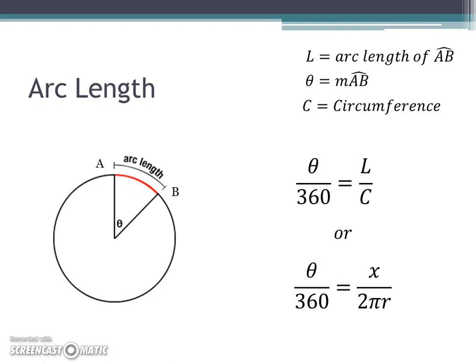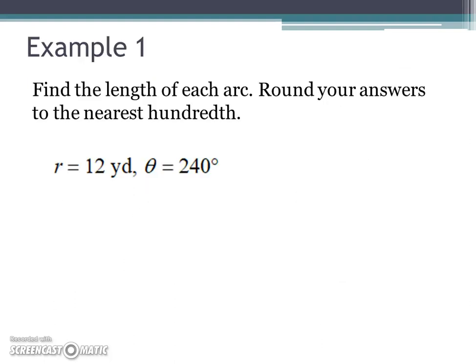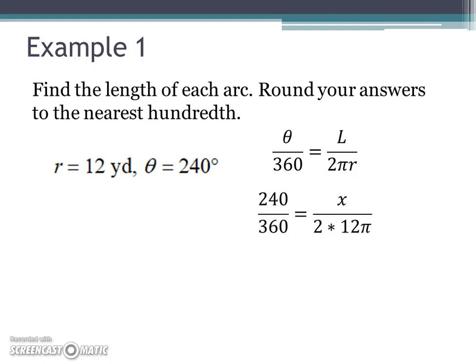Right, so let's use this in a couple examples. So here it tells us what the radius is, what our theta is. Our theta is our angle, so we're doing theta over 360 equals arc length over 2 pi r. Theta is 240, r is 12, and our arc length is our x. So we substitute that in, and then we cross multiply.